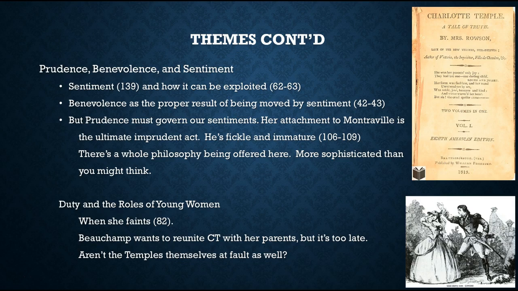So she's like straight out of the box here, and with very little knowledge, very innocent. He's a young man, a few years certainly older than she is. He's in the military, but he hasn't worked his way up the rank. He's relatively new. The other thing is the duties and roles of young women. Her friend Beauchamp wants to reunite Charlotte Temple with her parents once things have fallen out. That's not going to happen. It's too late. But Beauchamp is the model of what you should do.